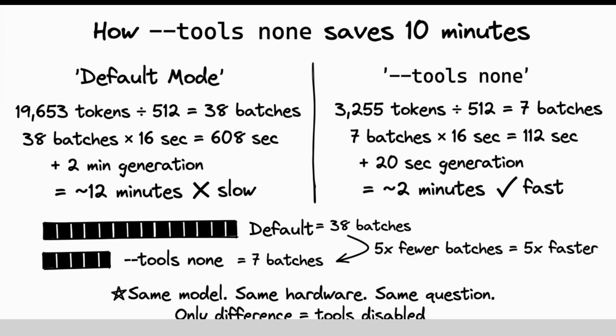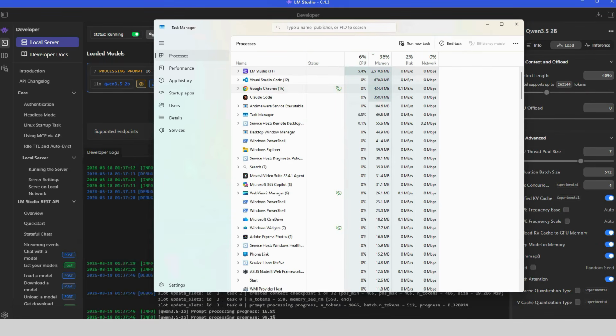Now let me quickly show you the system resources while this is running. Open Task Manager. LM Studio is sitting around 2.5 GB. That's the model weights plus the context memory. Claude Code itself is only about 350 MB. It's a very lightweight terminal. All the heavy lifting happens inside LM Studio.